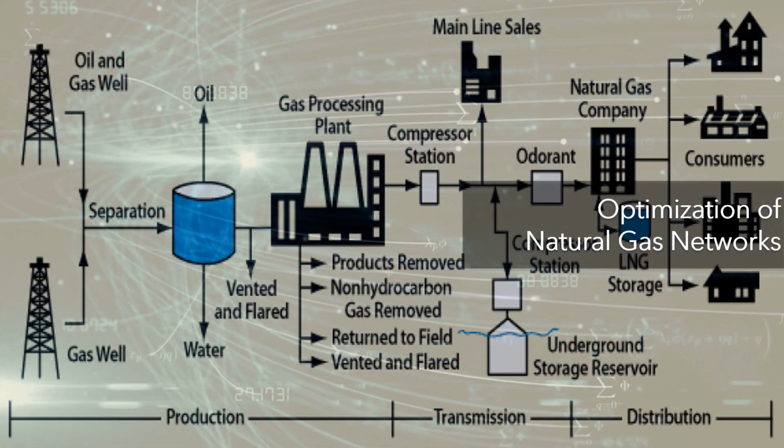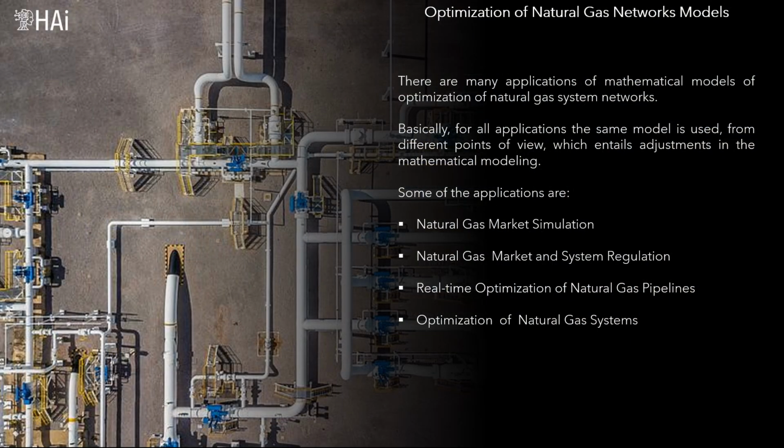Optimization of natural gas networks. There are many applications of mathematical models of optimization of natural gas system networks. Basically, for all applications the same model is used, from different points of view, which entails adjustments in the mathematical modeling. Some of the applications are: natural gas market simulation, natural gas market and system regulation, real-time optimization of natural gas pipelines, and optimization of natural gas systems.